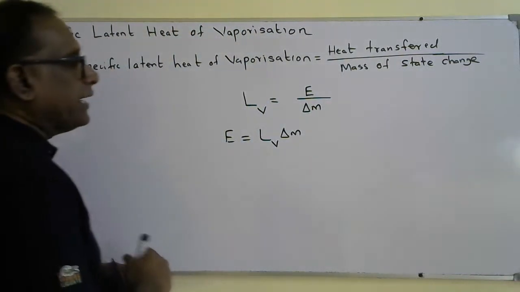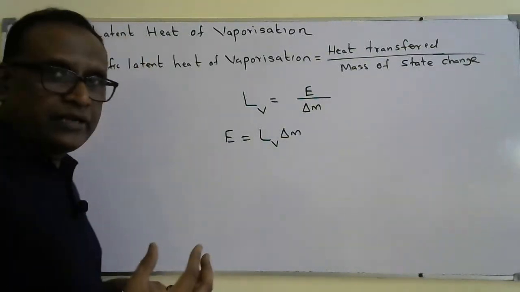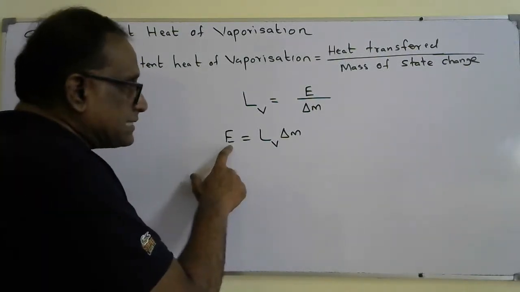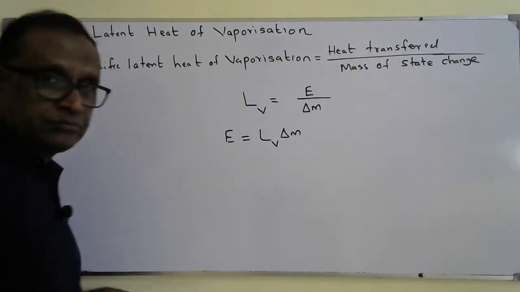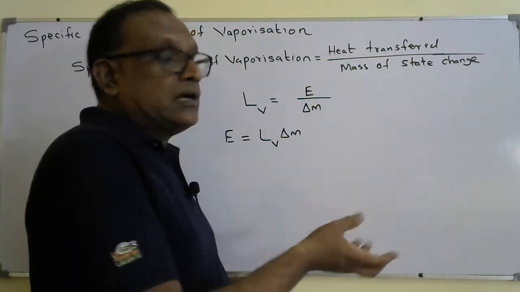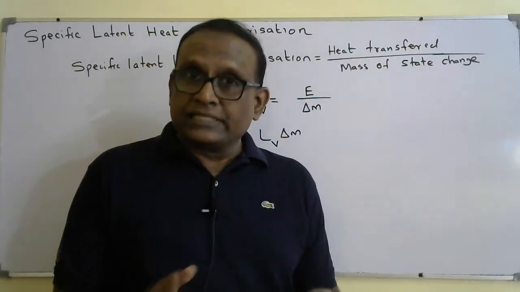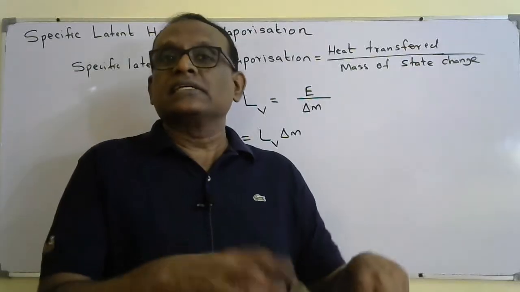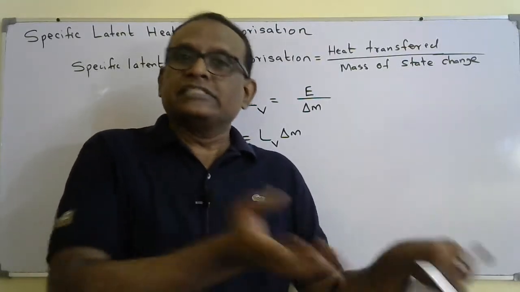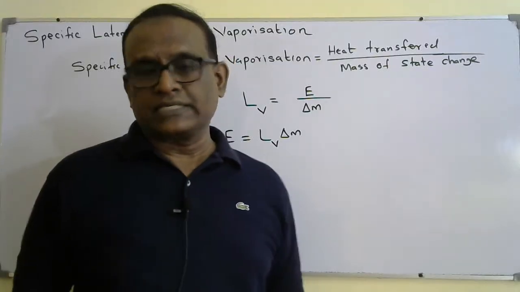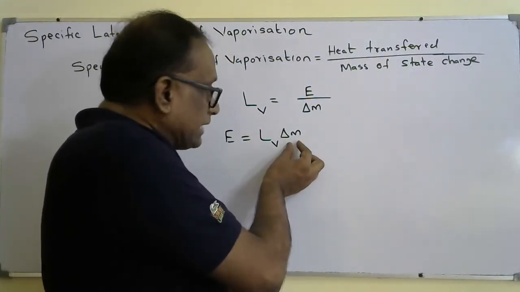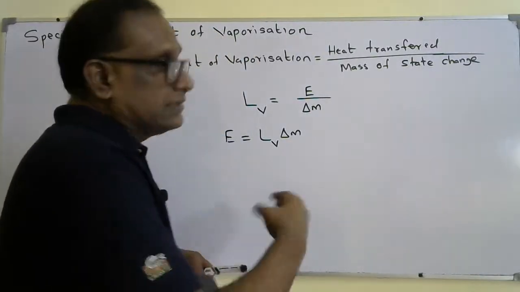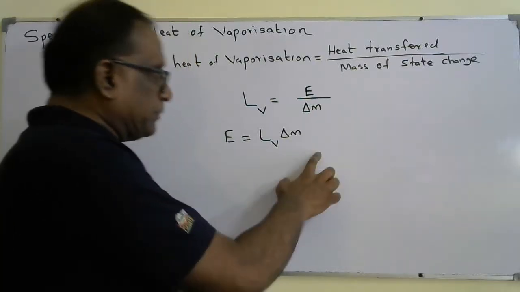Here also, when a mass delta M of liquid becomes vapor at its boiling point, the heat absorbed is equal to LV into delta M. Same way, when delta M is the mass of vapor that condenses into water at 100 degrees Celsius, or at its boiling point, the same amount of heat is released. This is the same for most substances.